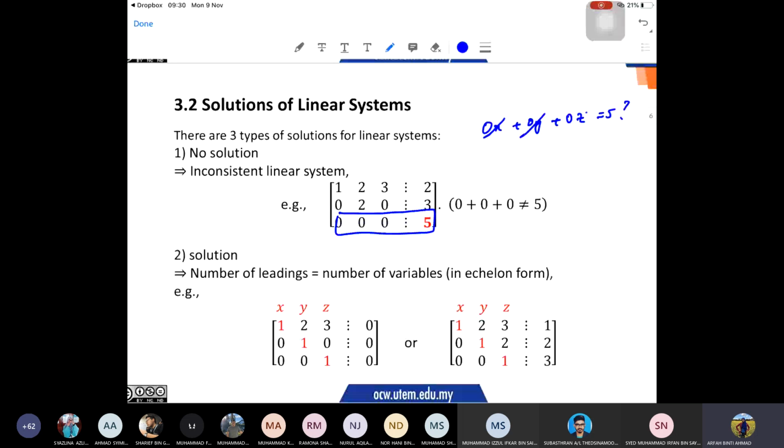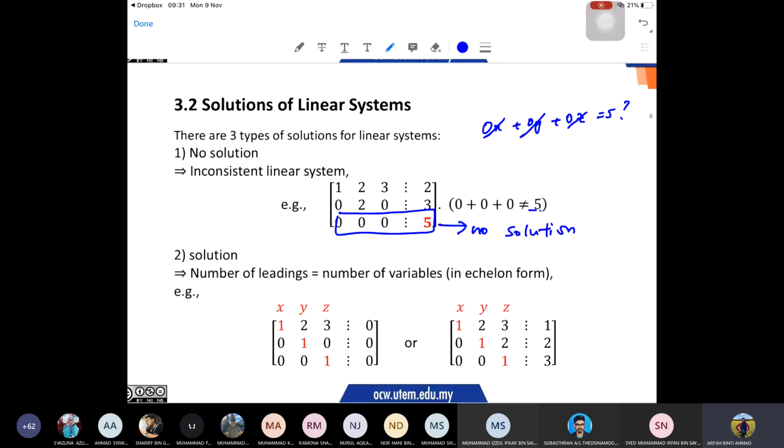0, 0, 0 tapi ada 5. So 0 tambah 0 tambah 0 takkan sama dengan negatif 5. So in this case kita akan kata no solution. Tak ada solution untuk the system of linear equation. Okay. So ada solution kalau number of leadings equal to number of variables in echelon form.